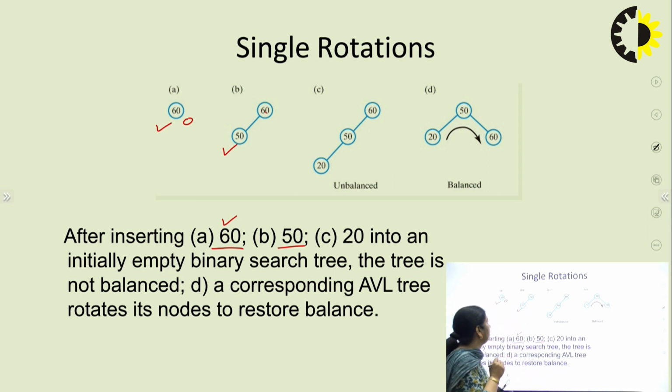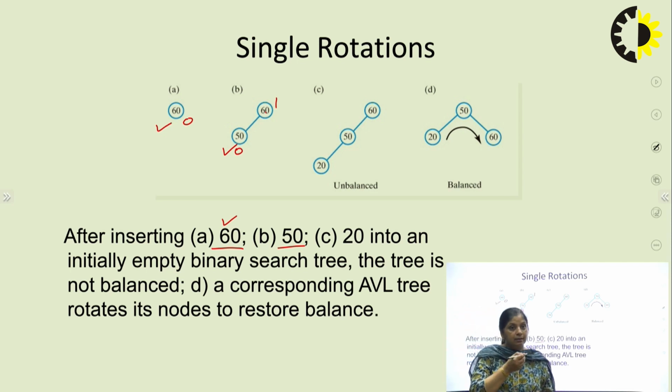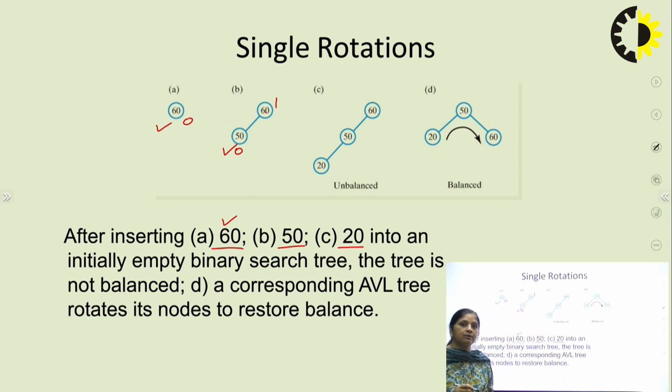Now we'll check again the balance factor. It is 0 and it is 1 minus 0, so 1. So again the values are 0 or 1. So what does it mean? It is again AVL. Now what is the next value inserted? That is 20. Now we are inserting 20.